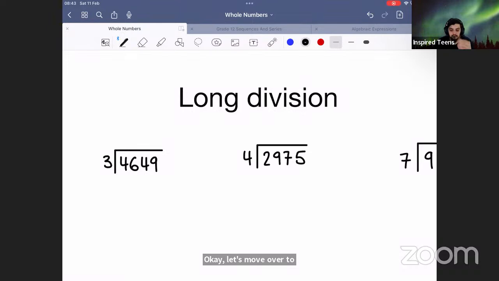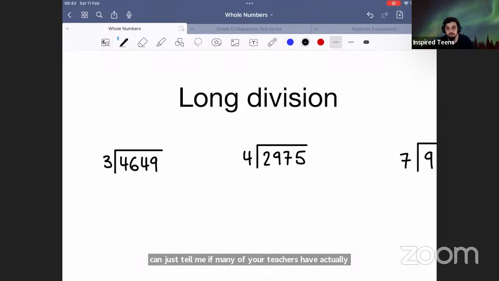Okay, just type in chat really quickly. How many of you are still doing long division? Or you can just tell me if many of your teachers have actually shifted over to just telling you to do short division. Just long or short, that's it. Long, long, long, short, long, long. Okay, quite a few long. Okay, let's work through long.